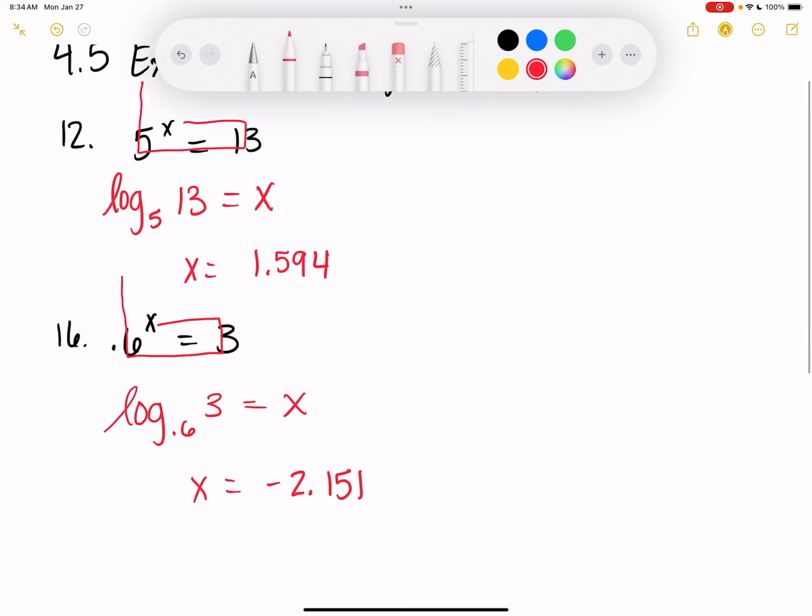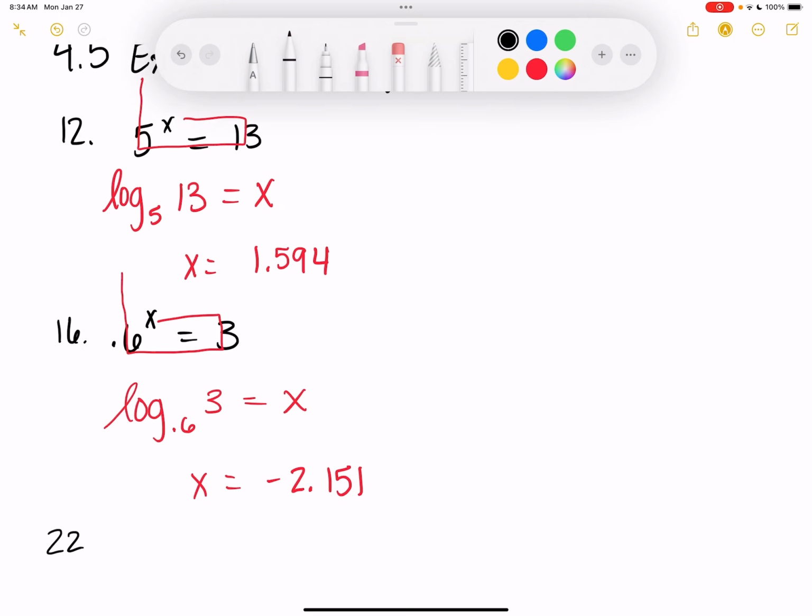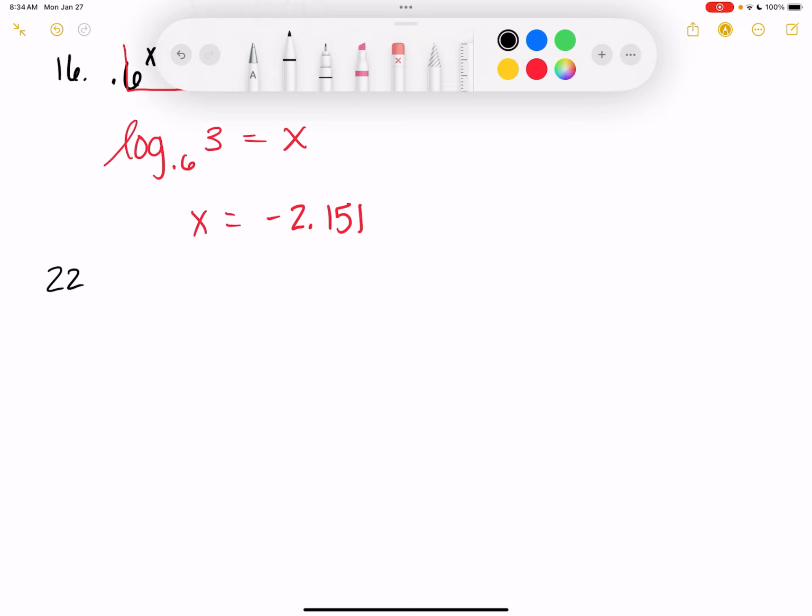Let's see, 22. This one is e to the x to the 4th, so it's e raised to the x to the 4th, basically, and then is equal to 1,000. So I treat the x to the 4th as if it's the only thing that's there. So just think about that as like 1 unit when we do this. So I'm going to have log base e of 1,000 equals x to the 4th. Well, what is log base e?